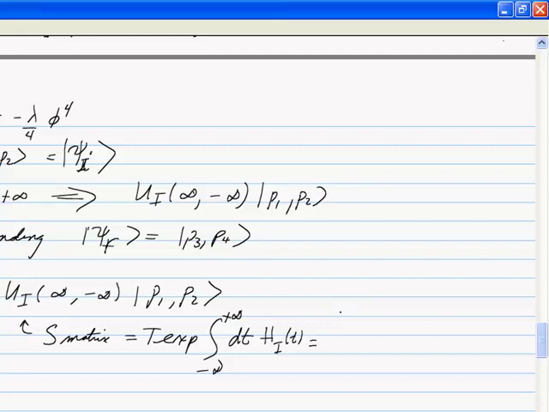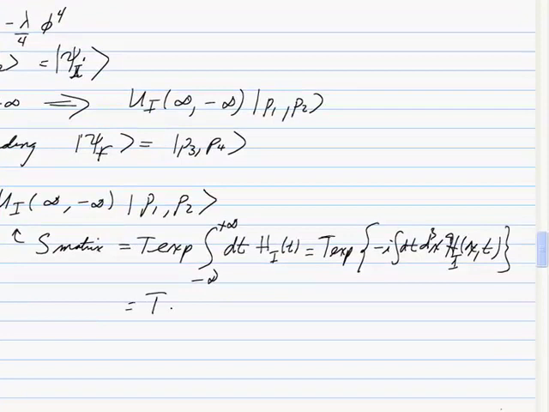But the interaction Hamiltonian we then write as the integral over all space of a density. So minus i integral dt over all time, integral d3x of an interaction Hamiltonian density. The script letter means density. And the interaction Hamiltonian is minus the interaction Lagrangian. So this is the time-ordered product of the exponential of plus i integral d4x of the interaction Lagrangian of x and t.